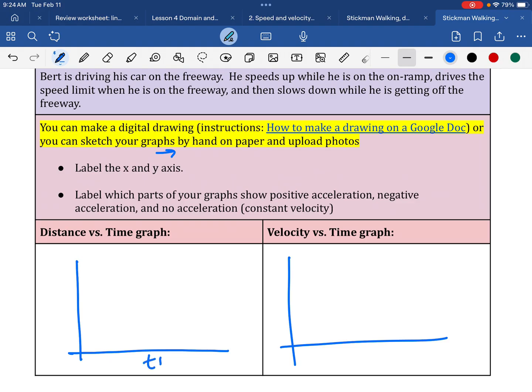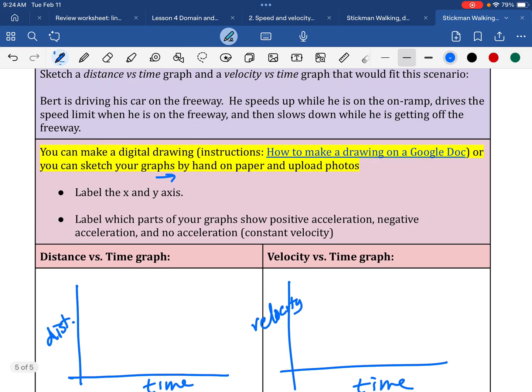So this one will be a distance versus time graph, and this will be a velocity versus time. And almost always time is on the x-axis, and it will be for these ones. And so then you'll have to draw a sketch that will match this scenario.